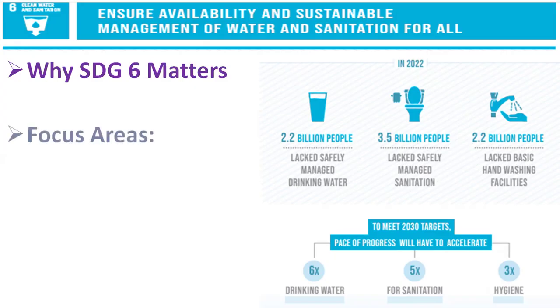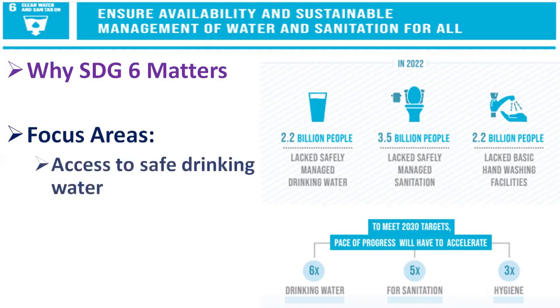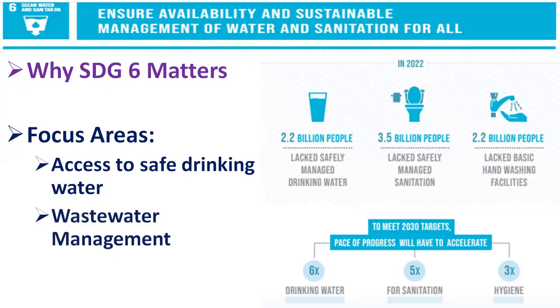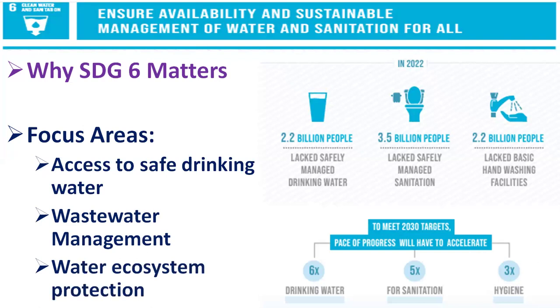So the focus areas of SDG 6 are access to safe drinking water, to ensure universal and equitable access to affordable, clean, and safe drinking water for all communities, especially in rural and underserved areas. Improve wastewater treatment and increase recycling and safe reuse of water to minimize pollution. Address untreated domestic and industrial discharge that contaminate water resources. Safeguard and restore freshwater ecosystems, including rivers, lakes, wetlands, and aquifers, to maintain biodiversity and natural water cycles. Reduce water scarcity by managing water resources efficiently and ensuring sustainable extraction.